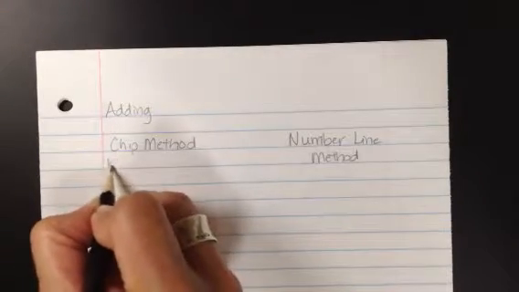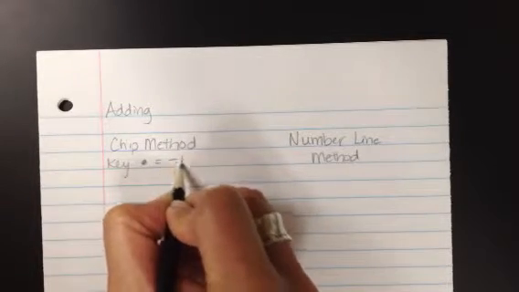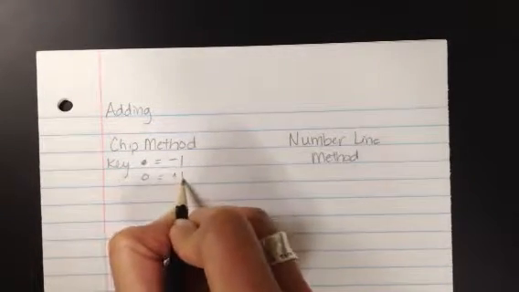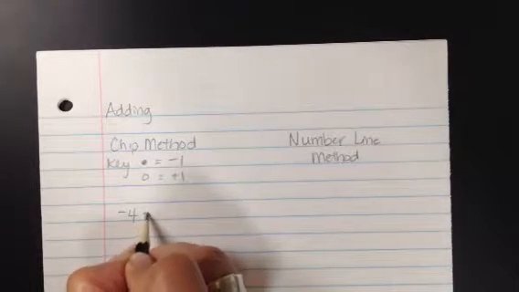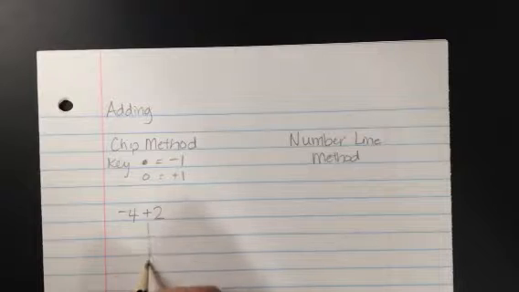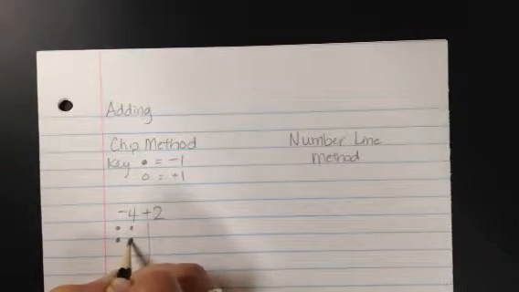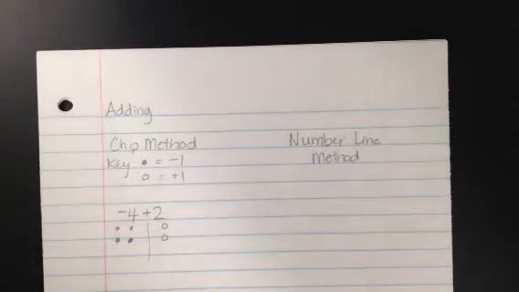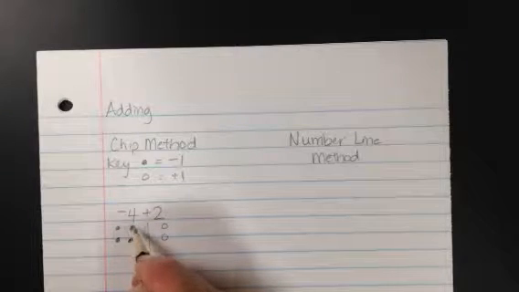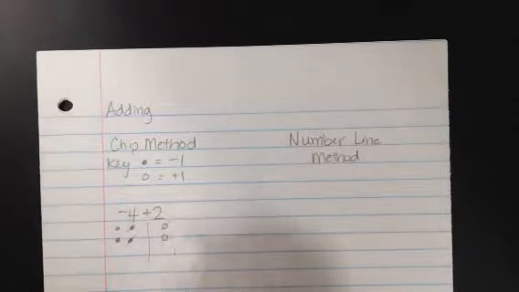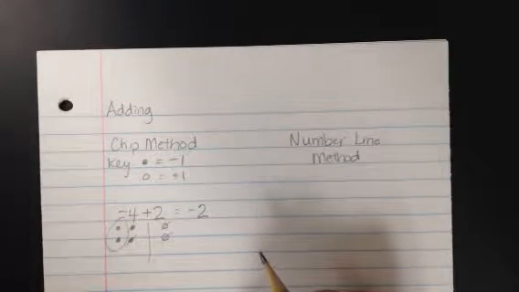In the chip method, you have to have a key. And let's say in our case that a filled in circle equals a -1 and an open circle equals a +1. If I had something like -4 plus 2, I would have two parts, two add-ins. 1, 2, 3, 4. They're negative, so I'd have all of those. And +2. At that point, I make zeroed pairs because these cancel each other out, 1 for 1. And what I'm left with is the -2, which would be my answer.